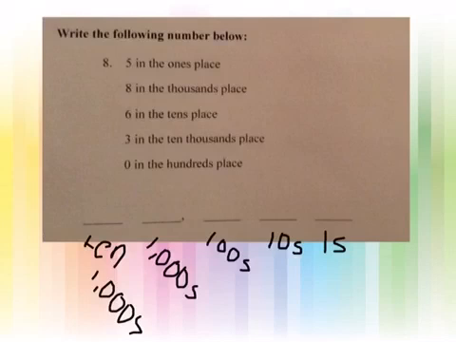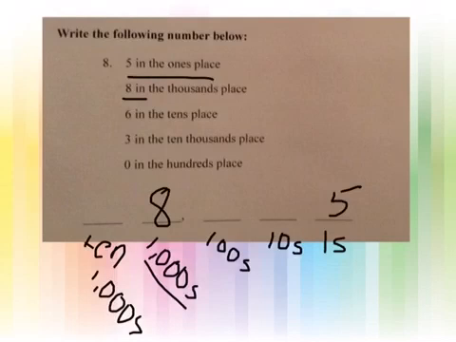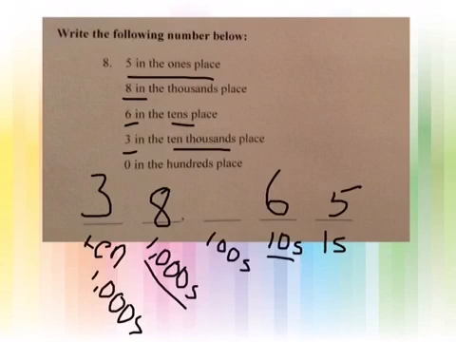So now all I have to do is follow the directions. I need to put a 5 in the ones place. There's the 5, there's the ones place. I need to put an 8 in the thousands place. Here's the thousands place here, putting an 8. Done. Now I see that this is the 6 in the tens place, so I'm going to put a 6 in this tens place. Then I see that the 10,000s place, I need to put a 3, so I'm going to put a 3. And lastly, it says a 0 in that hundreds place. Good, my last place is the hundreds place, and I'll put a 0. So my final answer is 38,065.